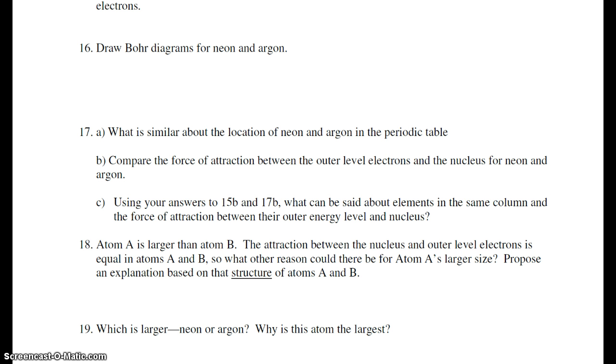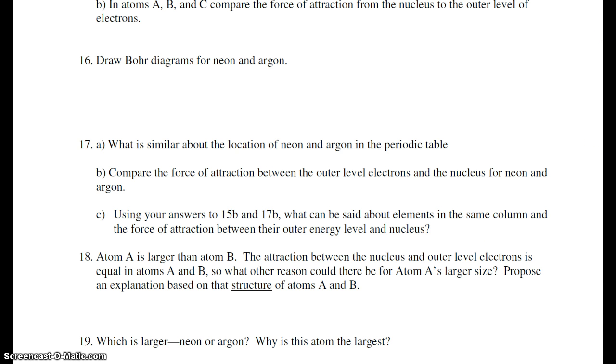So that brings us to question 18. Atom A is larger than atom B. The attraction between the nucleus and the outer level electrons is equal in atoms A and B. So what reasons could there be for atom A's larger size? Propose an explanation based on the structures of atoms A and B. So you're going back to look at those structures that were drawn at the beginning of this. And atom A has an additional level of electrons.